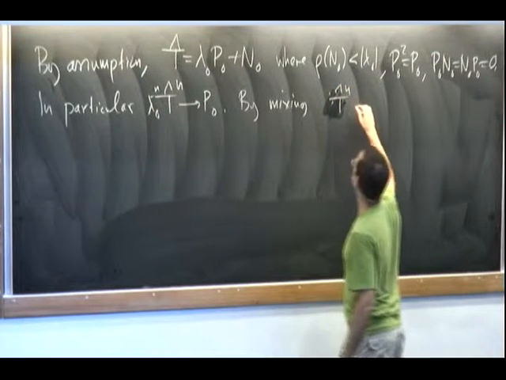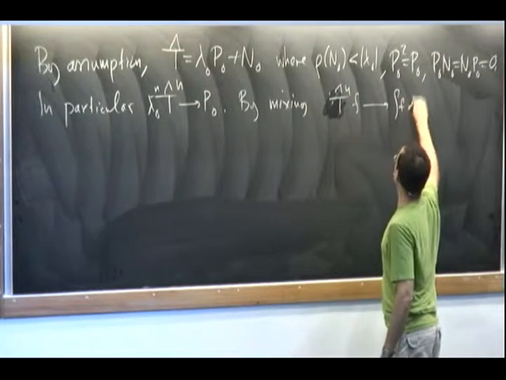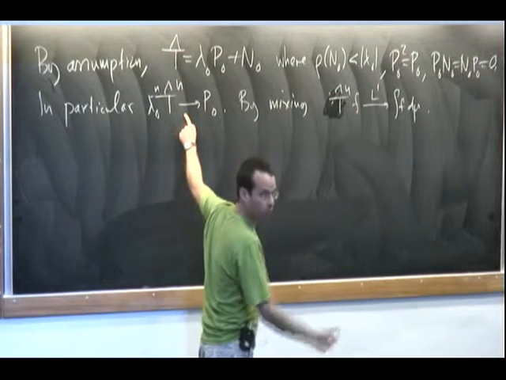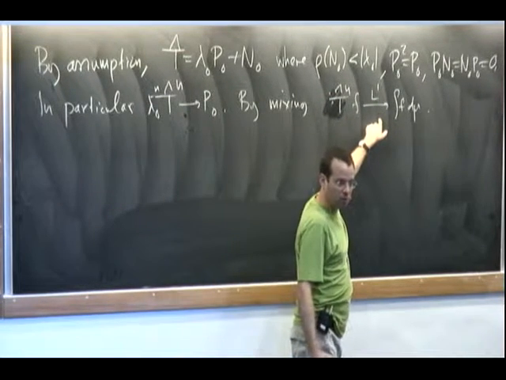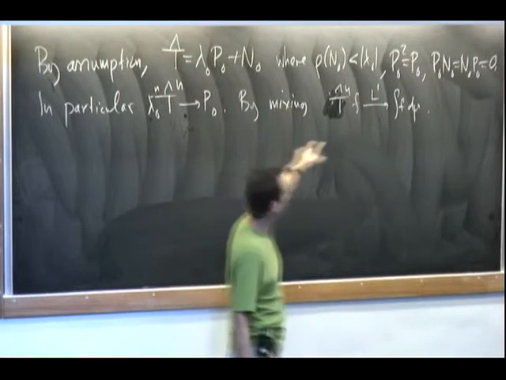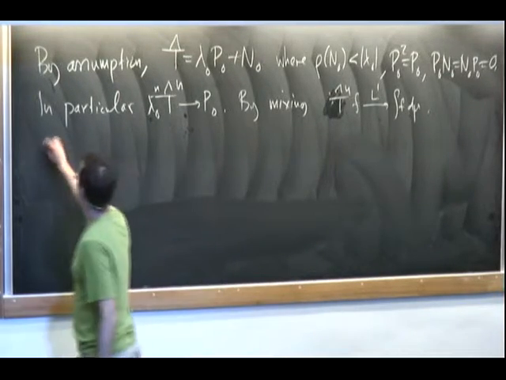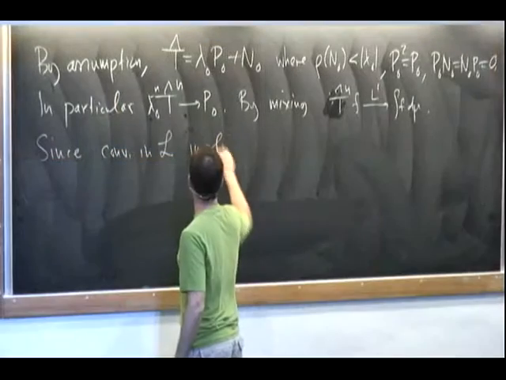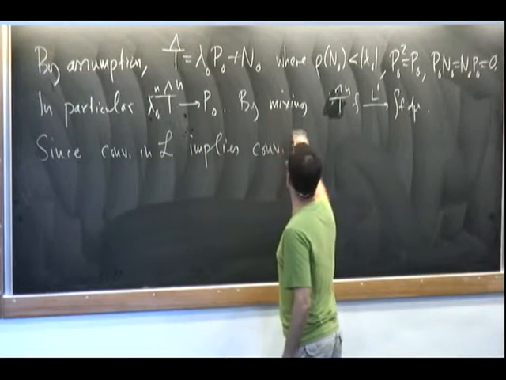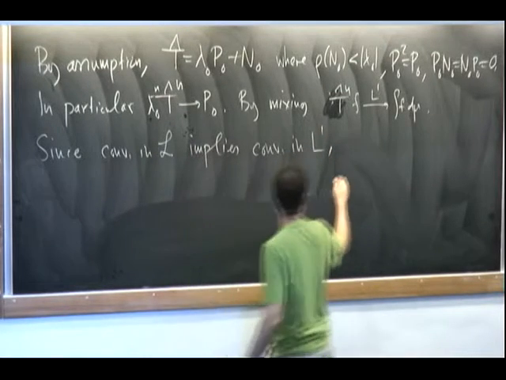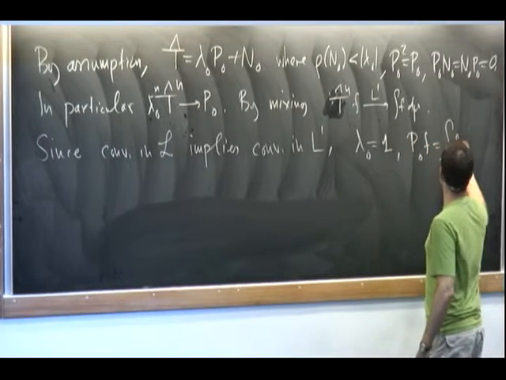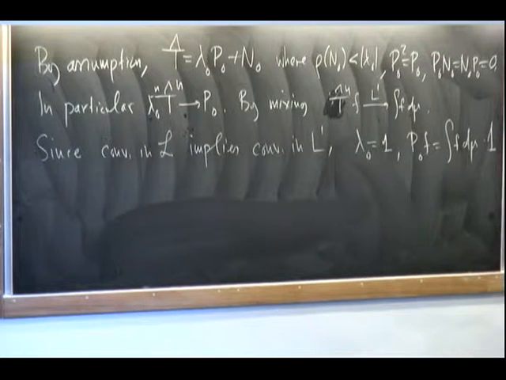T̂^n f converges to the integral of f in L1. So when you compare convergence in L∞, which is stronger than convergence in L1, to convergence in L1, you will immediately find that λ has to be equal to 1 and P has to be equal to the integration. Since convergence in L∞ implies convergence in L1, λ0 is 1, and P0 of f is just the constant function integral of f times 1. Okay?